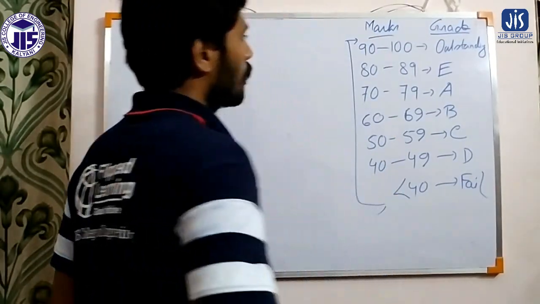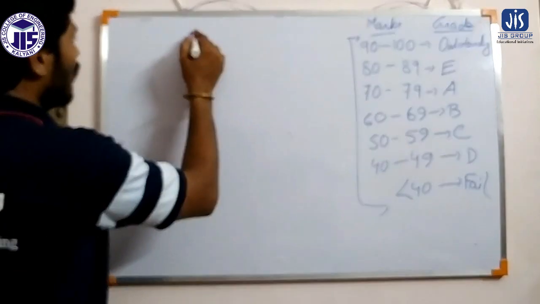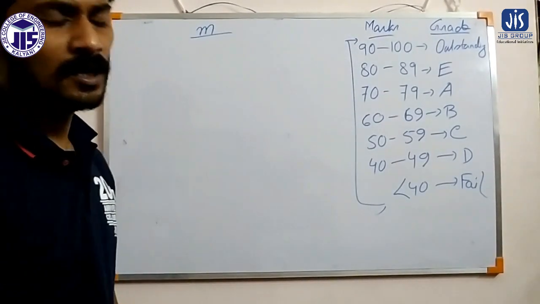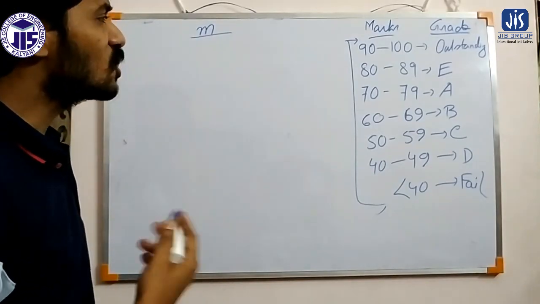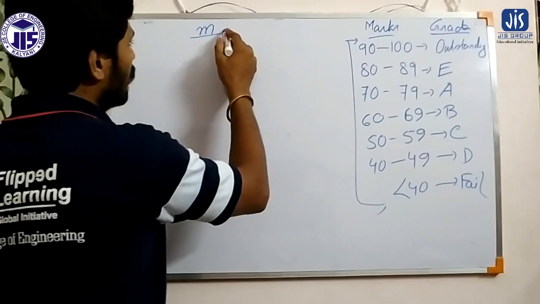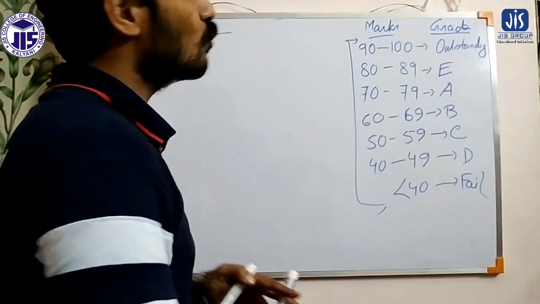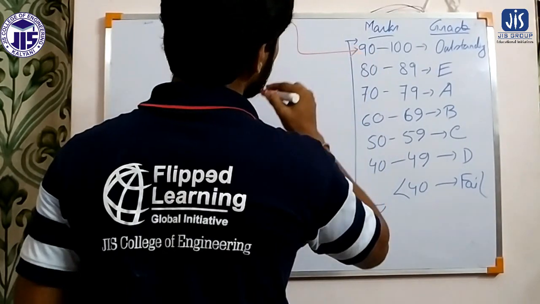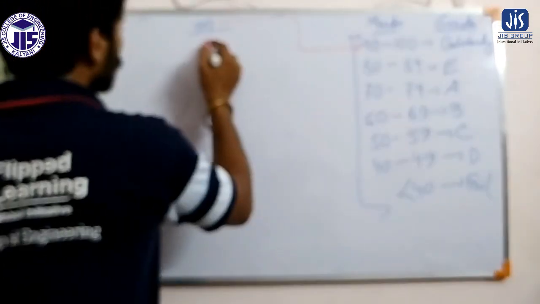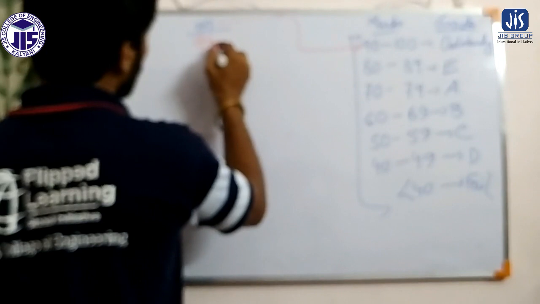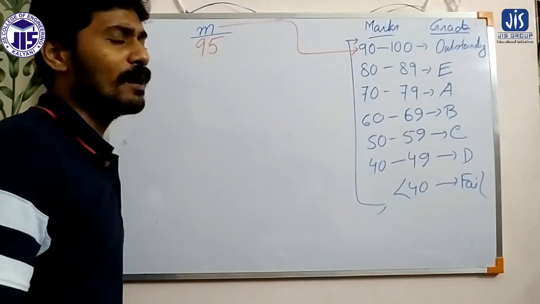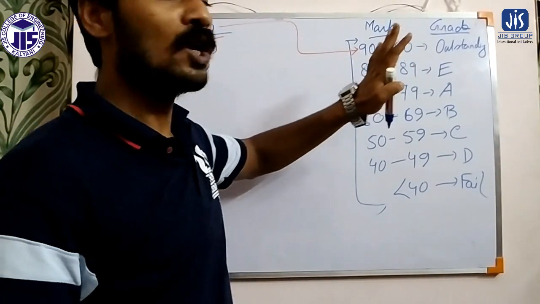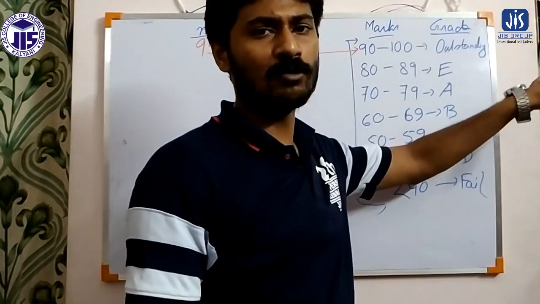Now we have a variable m that holds the marks. First we will check whether the value of m is within the range of 90 to 100 or not. If the value of m is, for example, 95, that means 95 is within the range of 90 to 100. So the result will be outstanding.